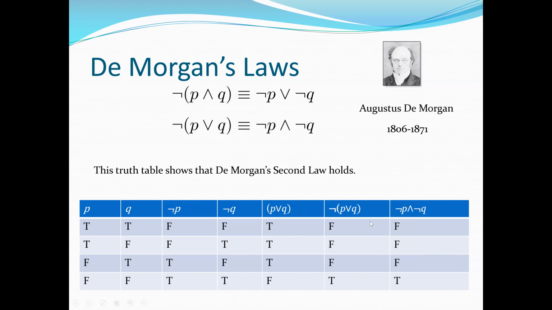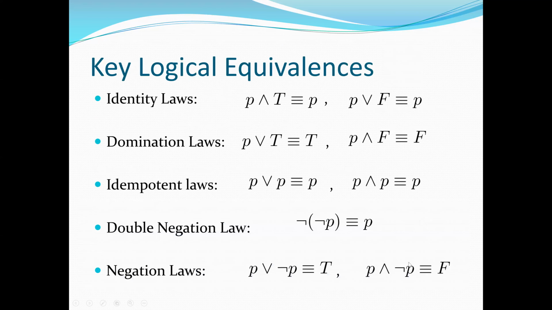So when we look, okay, the last two columns are the same. So here we say that the rule is correct, DeMorgan's second rule, because the output of not (P or Q) is the same as not P and not Q. So these are the logical equivalence rules that we should know, and this will help us to solve the expressions.